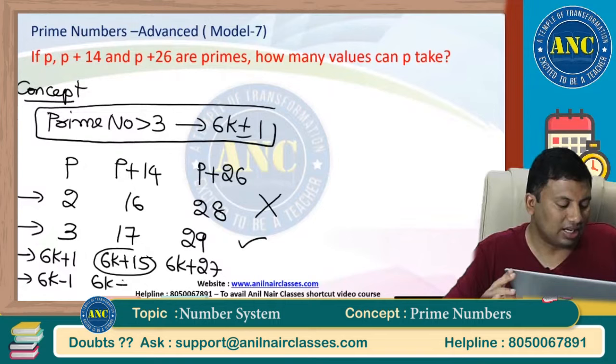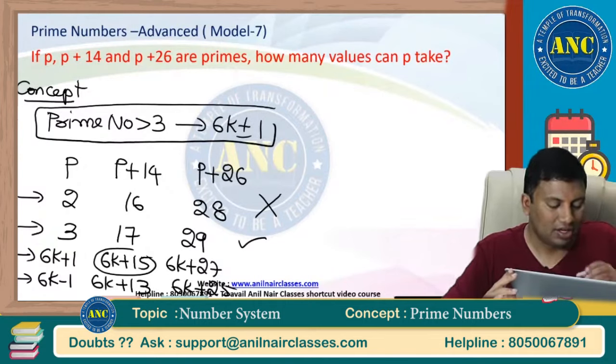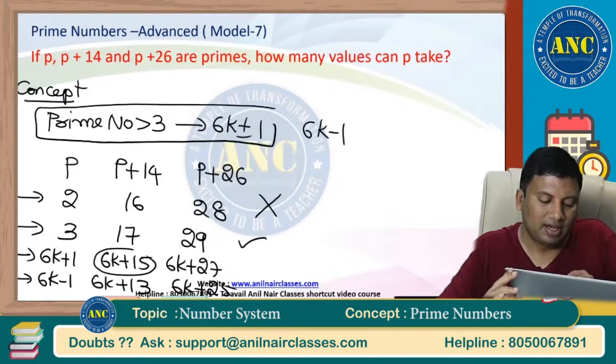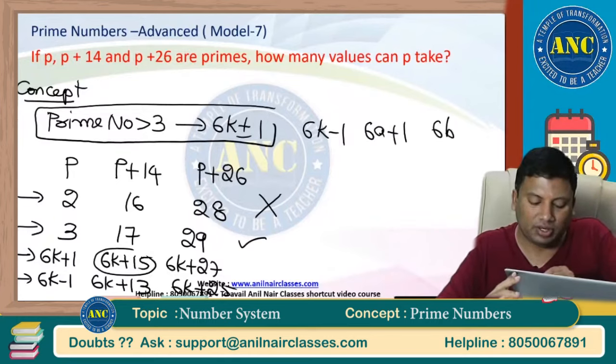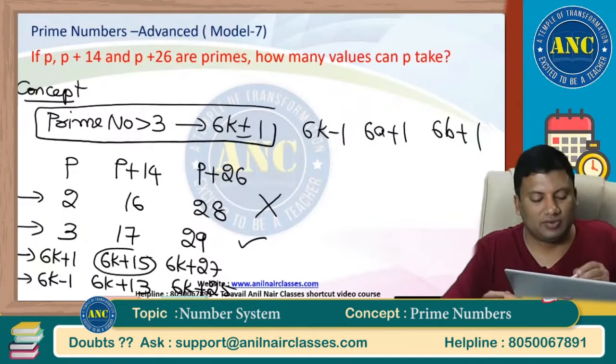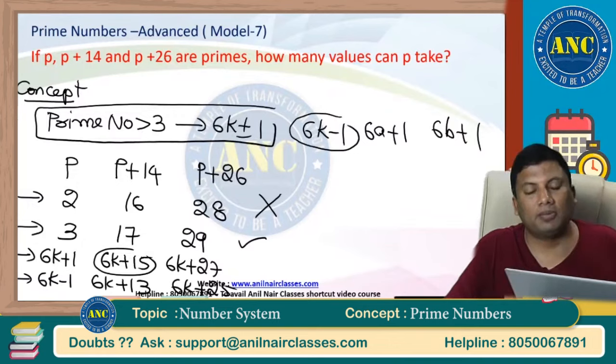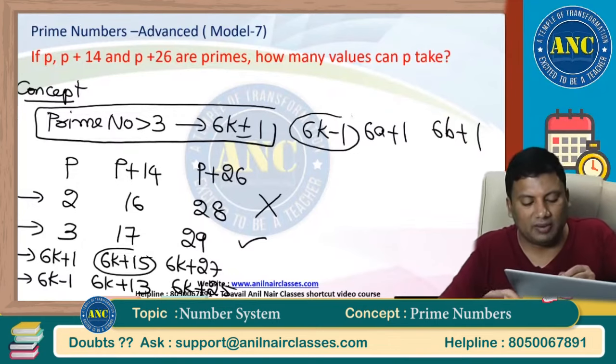6k plus 13 and 6k plus 25. So 6k minus 1. If I take k plus 2 common, these 6a plus 1. If I take k plus 4 common, it is 6b plus 1. There are a few prime numbers of the form 6k minus 1, which give the other two numbers as prime numbers.